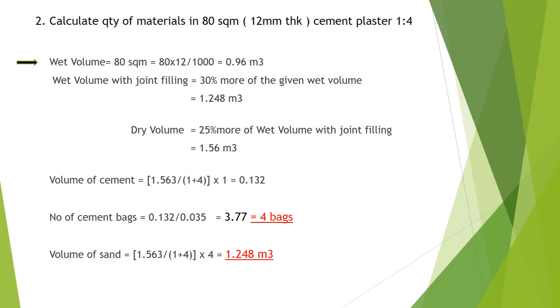So volume of sand is equal to the total dry volume of materials, that is 1.56, divided by the sum of the ratios, 1 plus 4, into 4. This 4 is the ratio of the sand, that's why 4. The answer is 1.248. So the number of cement bags is 4 bags and the volume of sand is 1.248 meter cube.